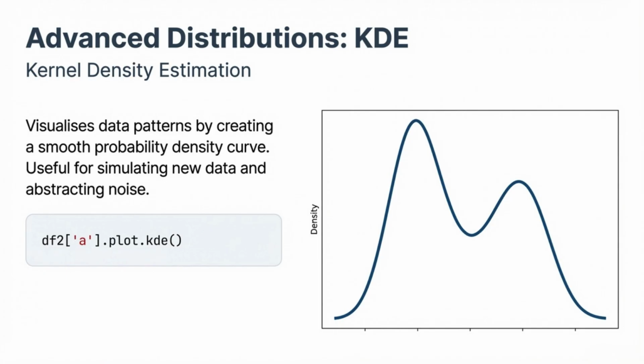Kernel density estimation, commonly known as KDE, is an advanced method used to visualize how data values are distributed. Unlike histograms, KDE produces a smooth probability density curve, making it easier to identify patterns and trends within the data. This technique is particularly useful for understanding the overall shape of the data distribution while minimizing the impact of noise.